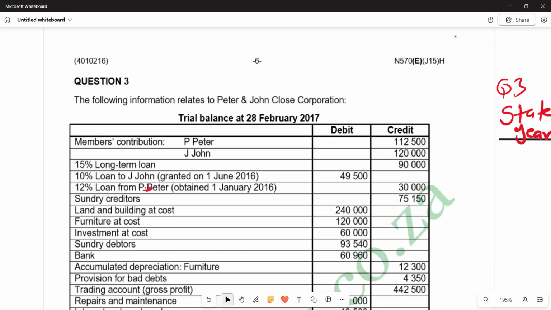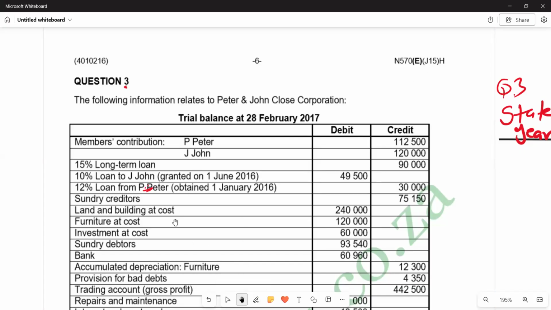In this video, we want to look at the question on the preparation of the statement of comprehensive income. We are given question 3, which reads that the following information relates to Peter and John Cross Corporation. Then we're given a trial balance at 28 February 2017, with a list of balances that you need to go through before you answer the question.